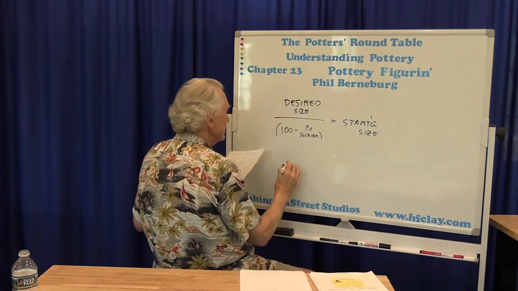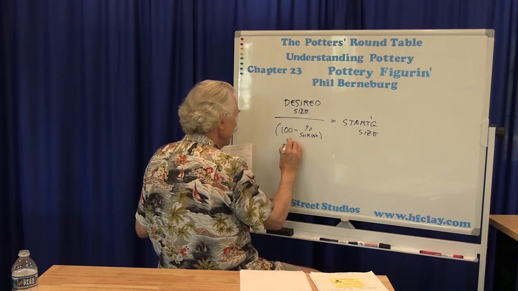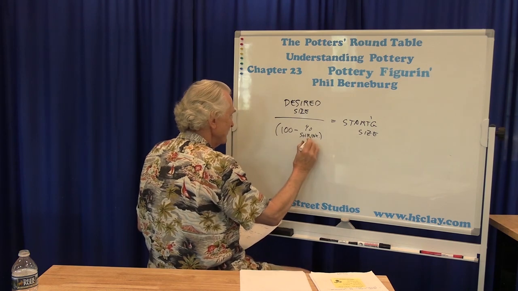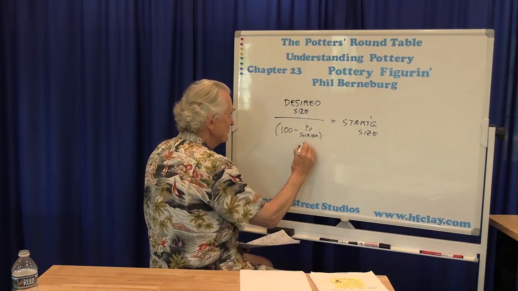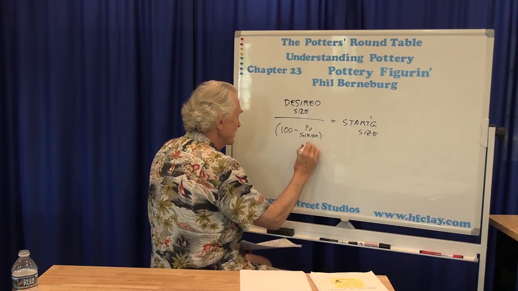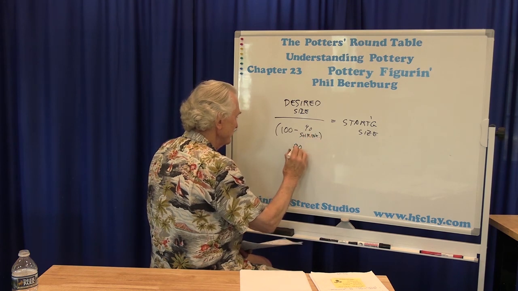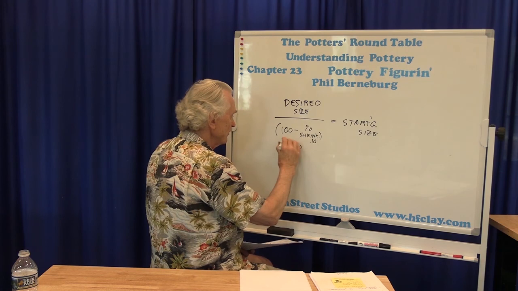So if I want the part to be a certain size, and I know the shrinkage, let's say this is 100 minus shrinkage. Now I do this in terms of decimal fractions. So let's say the shrinkage is 10%. If the shrinkage is 10%, the shrinkage would be 0.1, so this number here would be 0.9.